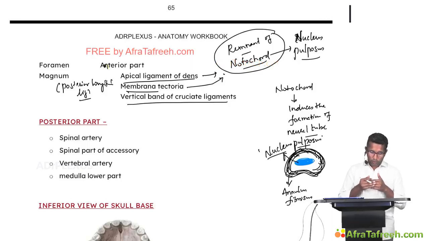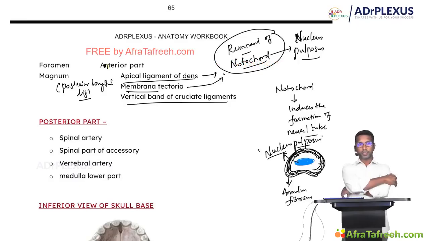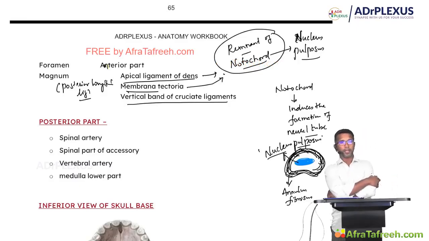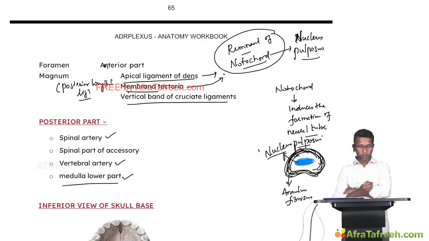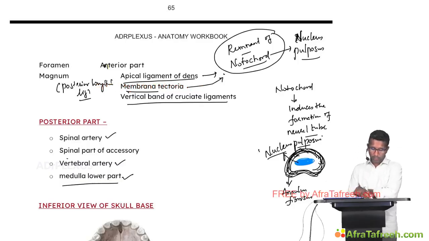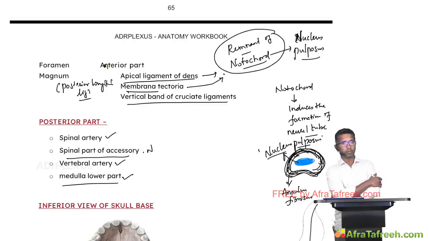Now when you go to the posterior part, it is predominantly neurovascular structures. You can see the spinal artery there, you can see the vertebral artery, you can see the lower part of the medulla, and you can also see the spinal part of the accessory nerve. So in the posterior part, it is predominantly neurovascular structures.